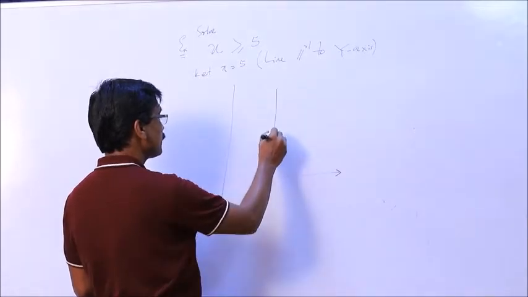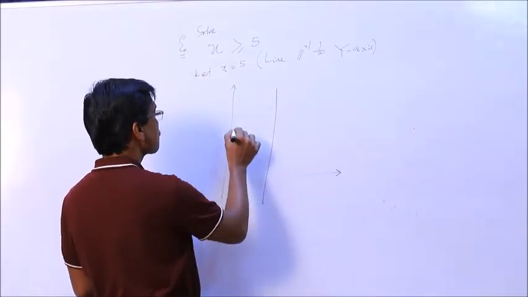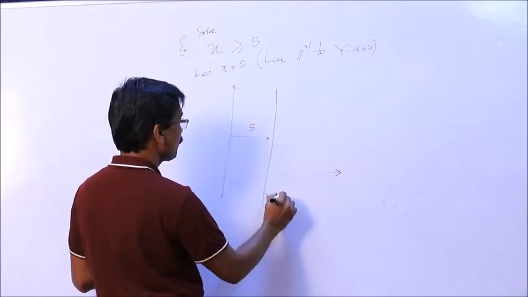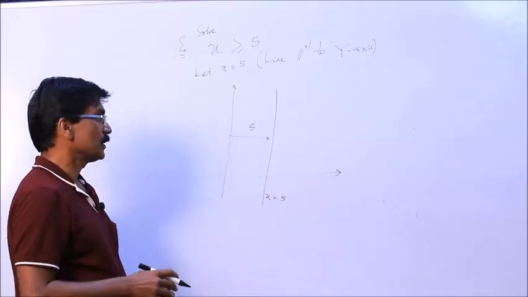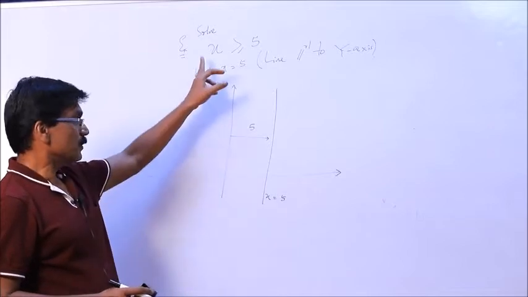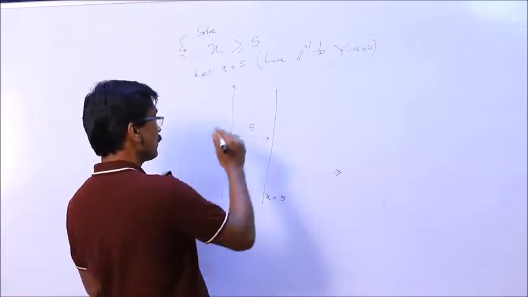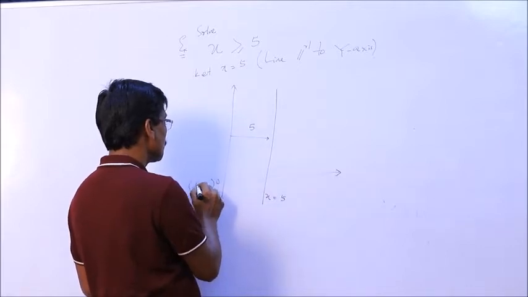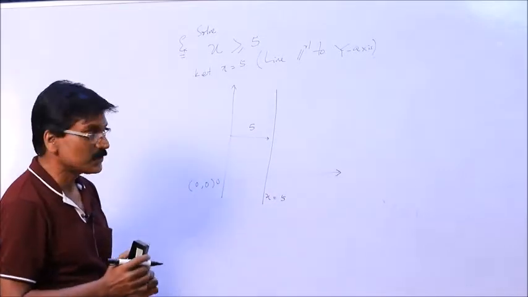And it is 5 units away from the y axis, that is x is equal to 5. So, for this inequality we can choose a reference point. Obviously, we can choose the origin (0, 0) as a reference point.